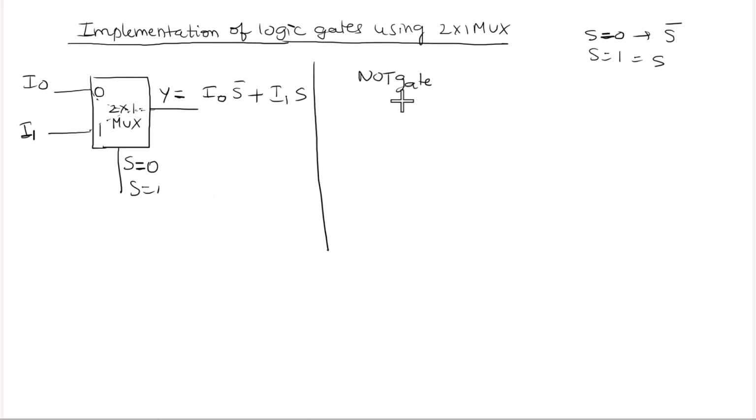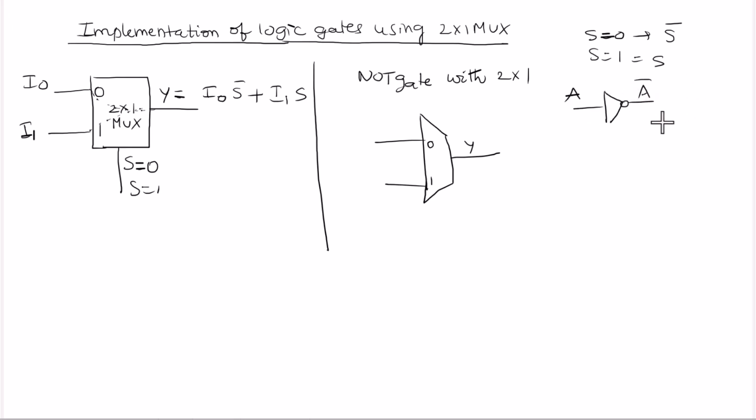Now we will design a NOT gate with the 2 to 1 MUX. Here I am drawing a 2 to 1 MUX. This is the standard logic symbol, with 0 selected and 1 selected like this. In a NOT gate, the logic diagram will be like this. This is A and the output is A bar, the complemented output. If you give 0, it becomes 1. If you give 1, it becomes 0. So the truth table is A, Y is equal to A bar. For 0, it becomes 1. For 1, it becomes 0.